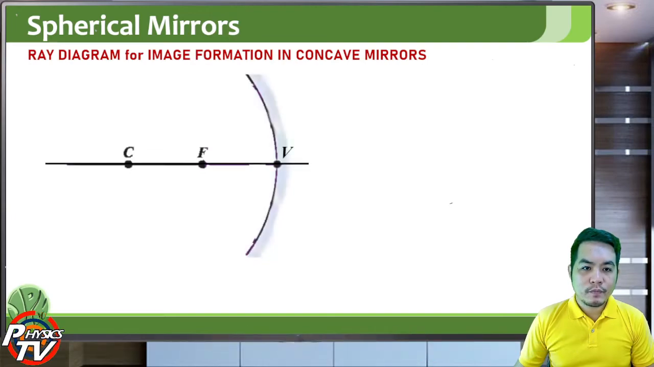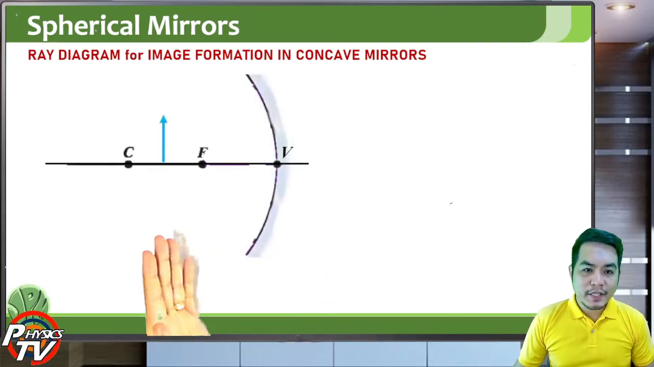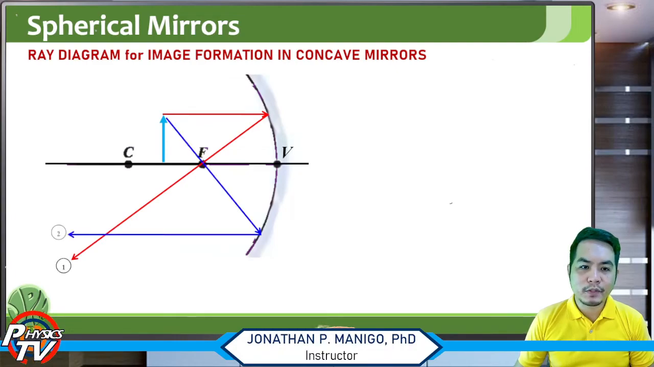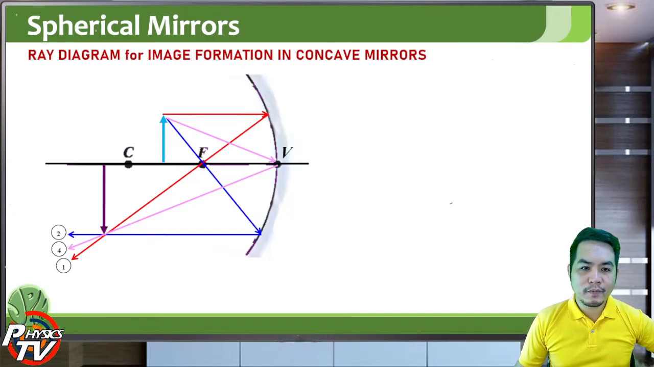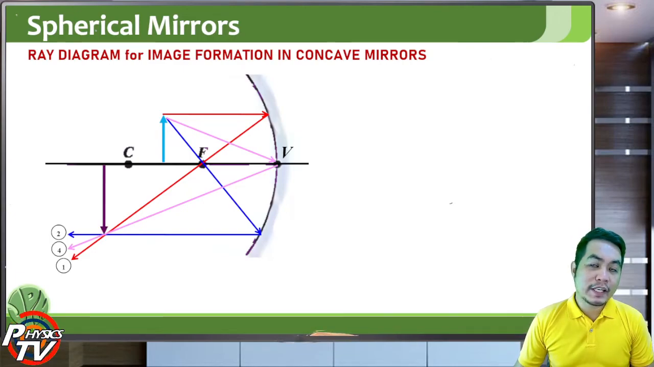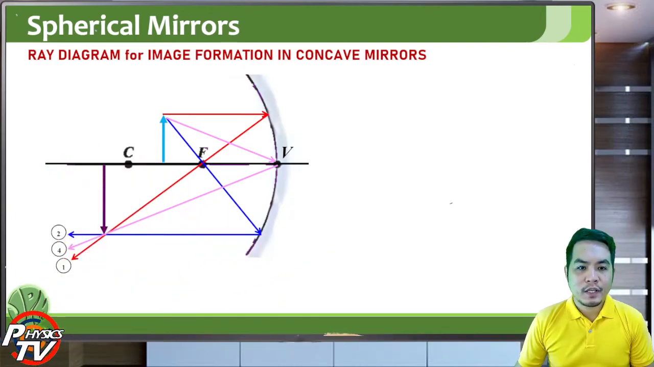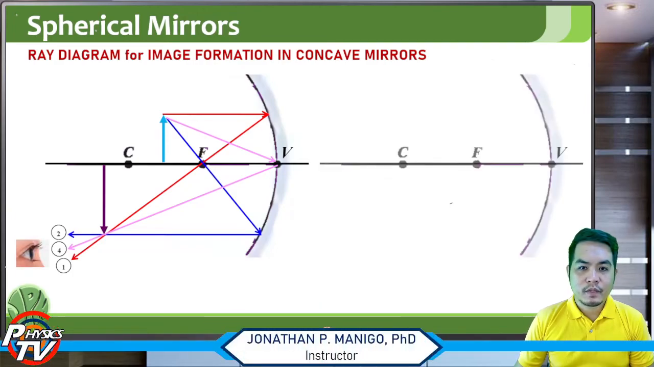So if the object now is between the center and the focus, this is the ray diagram formation: ray number 1, ray number 2, ray number 3. Oh no, there's no ray number 3, ray number 4 only. And the image will be located at the back of the center, so behind the center. It will still be a real and inverted image.